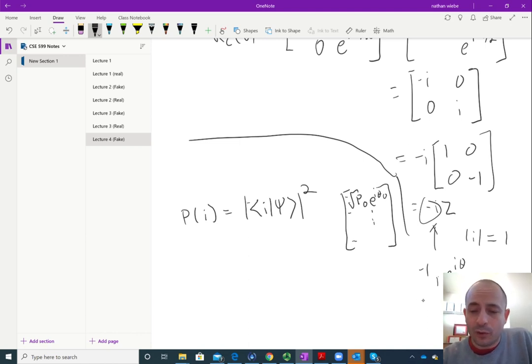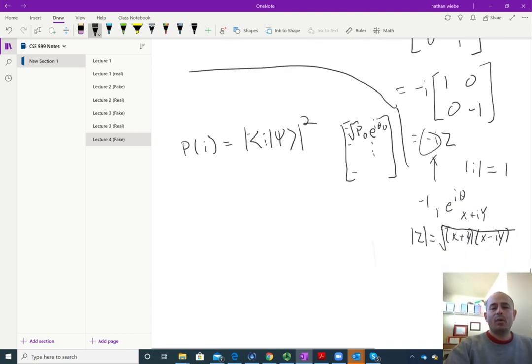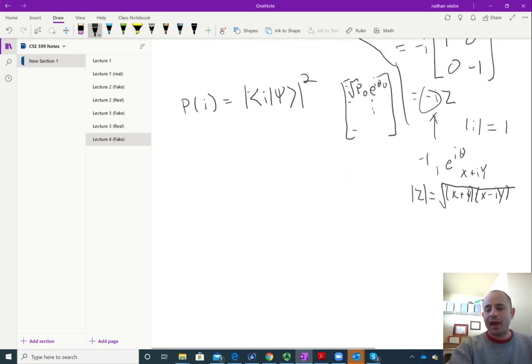And again, for those of you who've forgotten how to do the absolute value of z, the absolute value of z for any complex number of the form x plus iy is equal to the square root of x plus iy times x minus iy. Okay, so that is that.